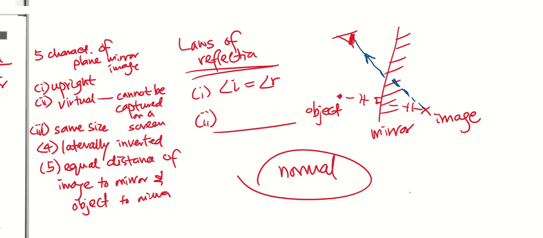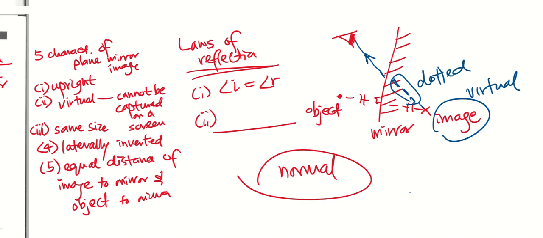So why do I have dotted here? Because the image is virtual. There's not really something real there, okay, and this therefore must also be dotted. Okay, so where did this light ray actually come from? It came from the object. So it bounces off the mirror. So I will get my angle of incidence, and this is my angle of reflection, and this is my normal. So this angle of incidence must always be between the incident ray and the normal.